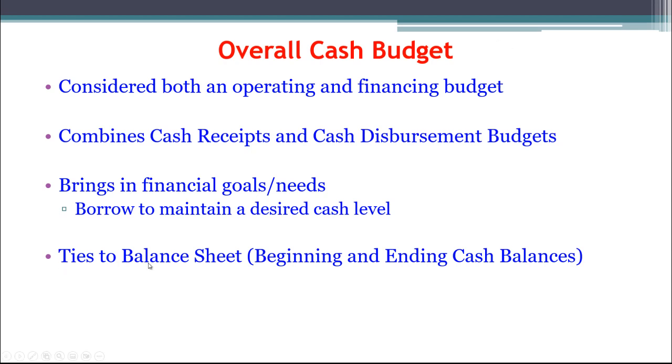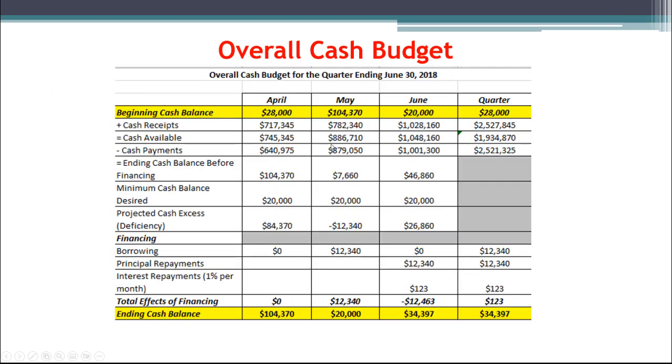What we're going to see at the end is that this cash budget is going to tie to the balance sheet. We bring forth the beginning balances from the earlier balance sheet, and then the ending cash balance shows up on this year's balance sheet. So we'll see how all of that comes together. Now, what I'm showing you now, I'm going to start kind of backwards. I'm showing you the overall cash budget, and then we're going to piece it out and talk about the cash receipts, cash disbursements, and then the financing side of things.